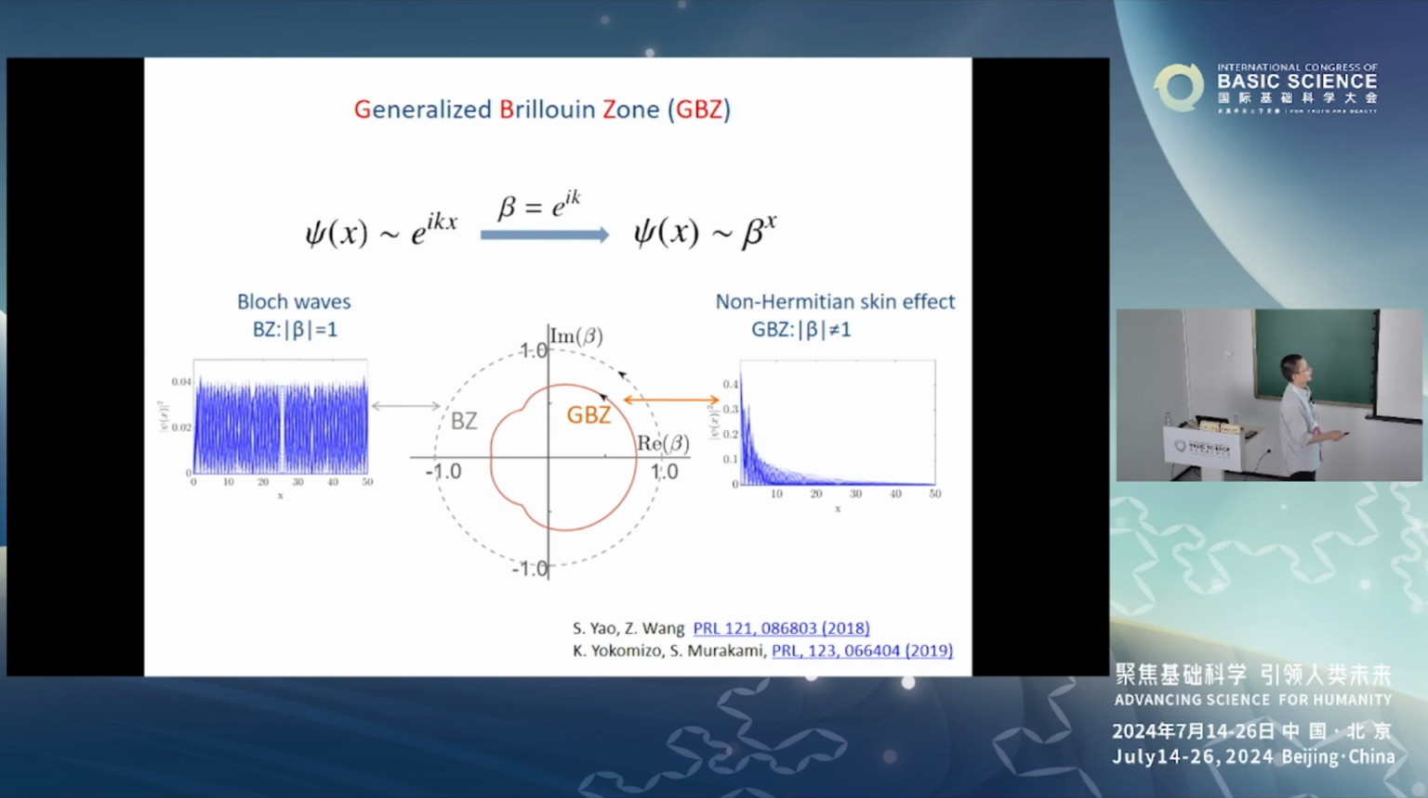But the skin effect of the eigenstate means that we should not restrict the modulus of beta to be 1. So if the modulus of beta is not equal to 1, then this means that the eigenstates are localized at the boundary. So all these allowed beta form a curve in the complex plane, which is called the generalized Brillouin zone, or GBZ. So in the Hermitian limit, this curve reduces to the conventional Brillouin zone, which is just a unit circle.